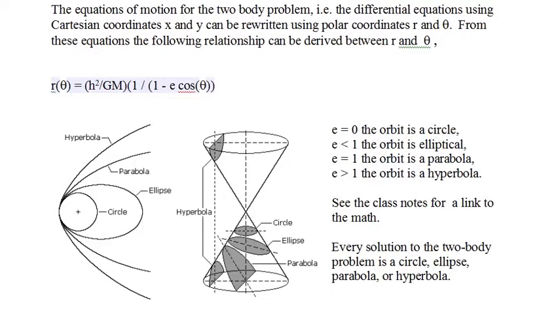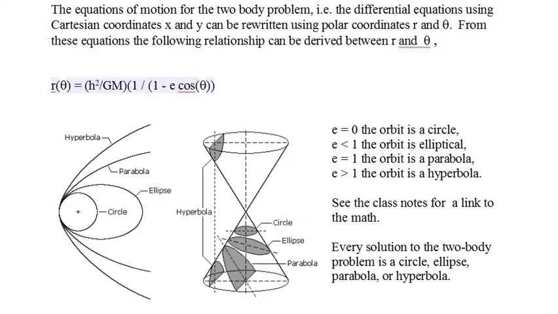R of theta equals h squared divided by G times M, times 1 over 1 minus e cosine theta, where h is a size parameter for the orbit and e is a shape parameter. See the class notes linked below for a derivation of this relationship.